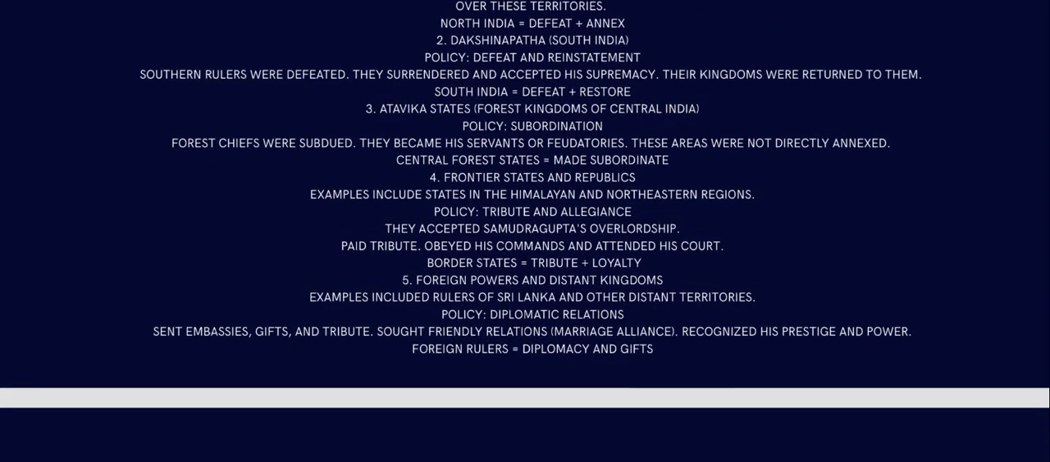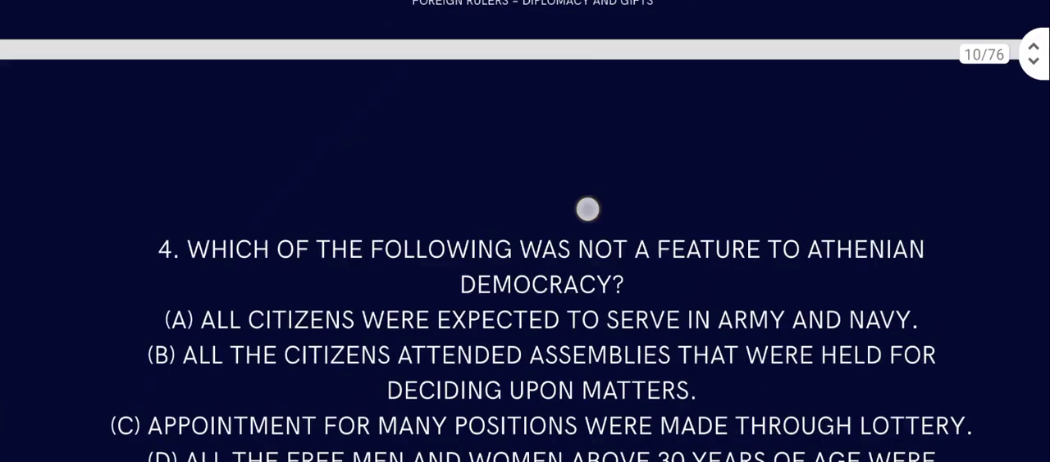Then comes foreign power and distant kingdoms. Examples included the ruler of Sri Lanka and other distant territories. There were diplomatic relations because, because of the distance of the place, he could not send troops and take full control, since the locals would rise up and take him down, and it would bring shame on his kingdom. That's why he sends embassies, gifts and tribute, and seeks friendly relations. There were also many marriage alliances to form a good relationship between him and distant foreign kingdoms. This recognized his prestige and power. Foreign rule is equal to what? Diplomacy and gifts.